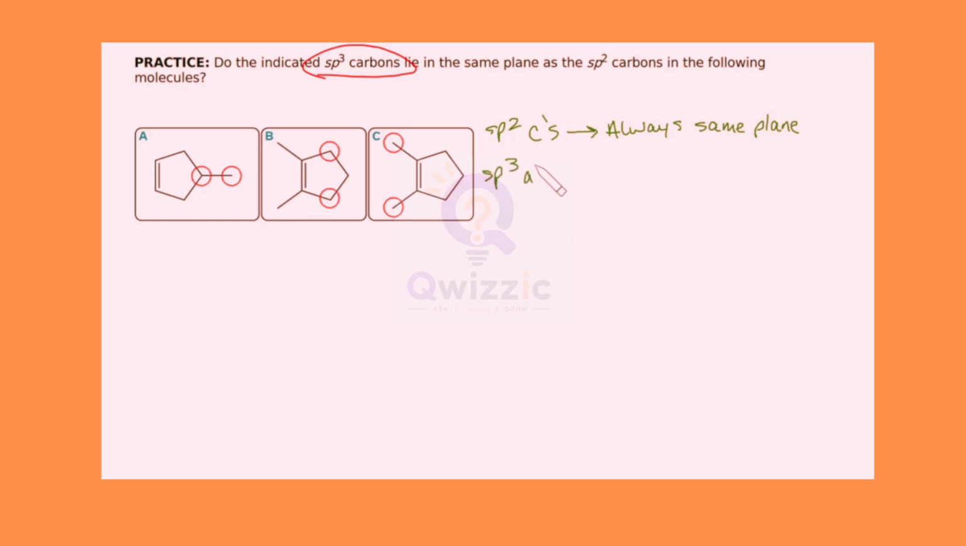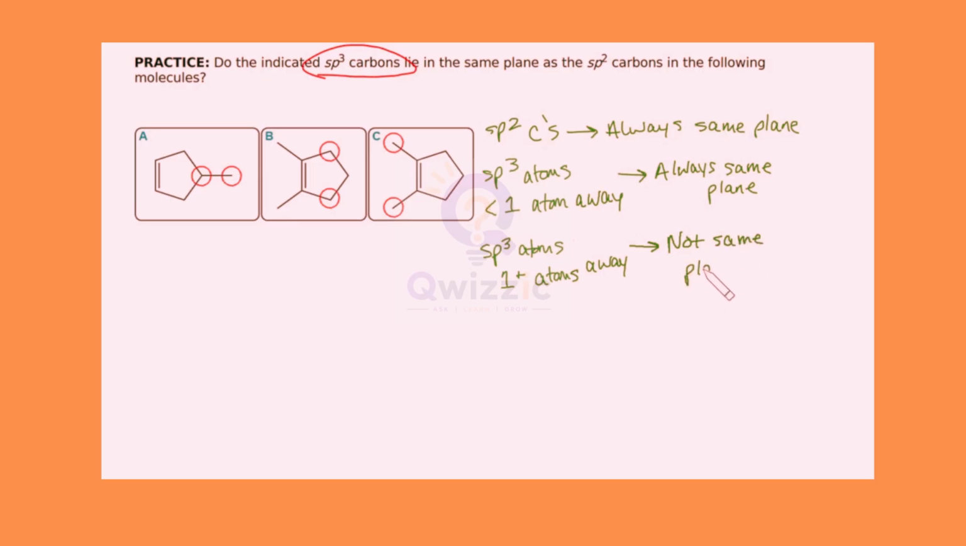sp³ atoms that are directly connected to these sp² carbons, so sp³ atoms, I'll write it as less than 1 atom away, are also always in the same plane. But sp³ atoms that are 1 or more carbons away, or 1 or more atoms away, are not going to be in the same plane.